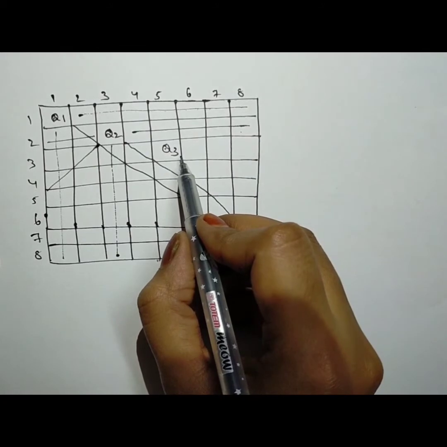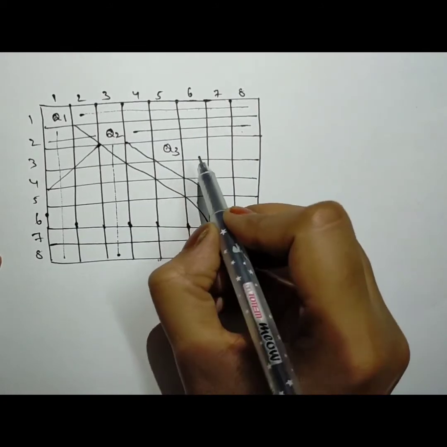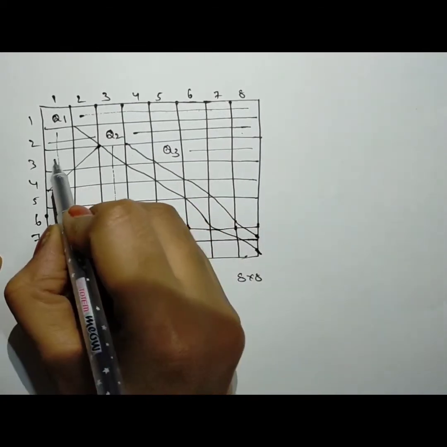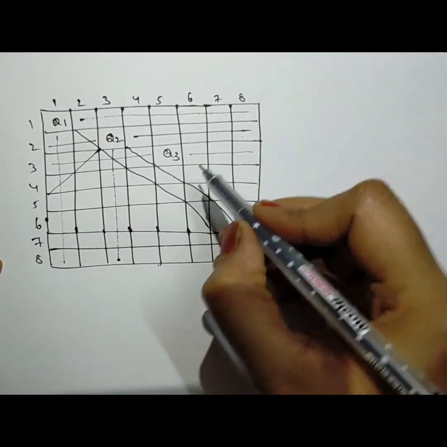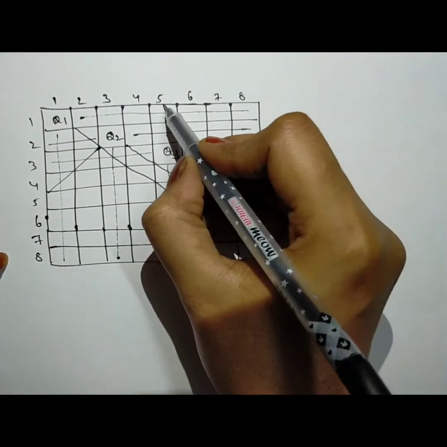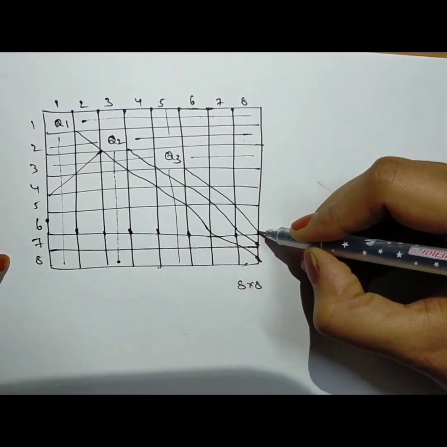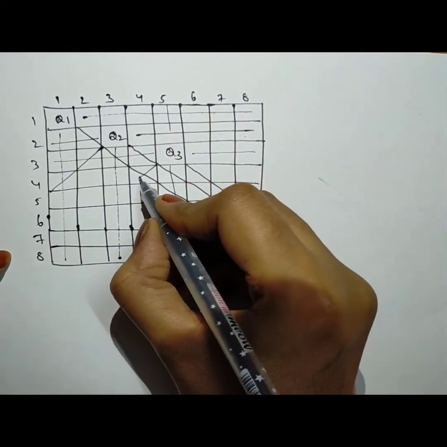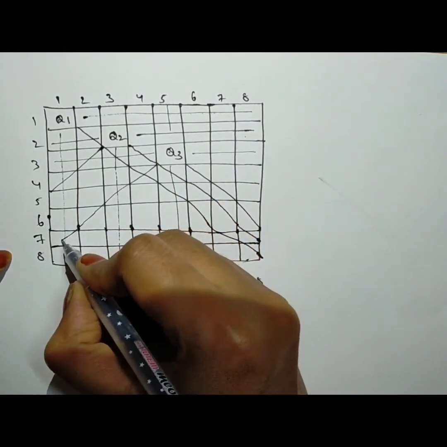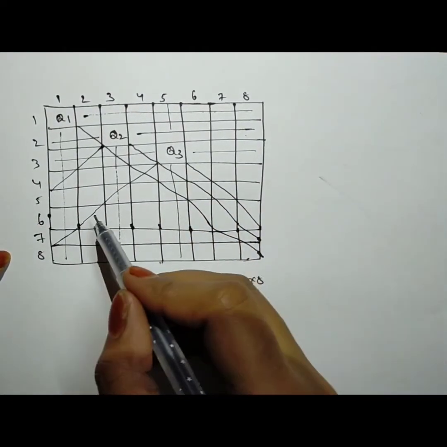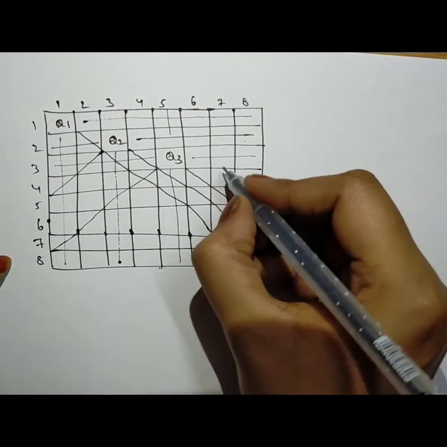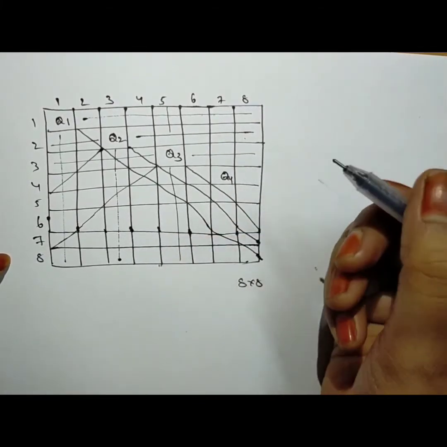As I have placed Q3 in this cell, here there is no possibility of placing Q4. Here also there is no possibility of placing Q4. Here also I am not supposed to place Q4 as it is representing the diagonal cells. Here also I am not supposed to place Q4. These are also representing diagonal cells. So I am placing Q4 here.